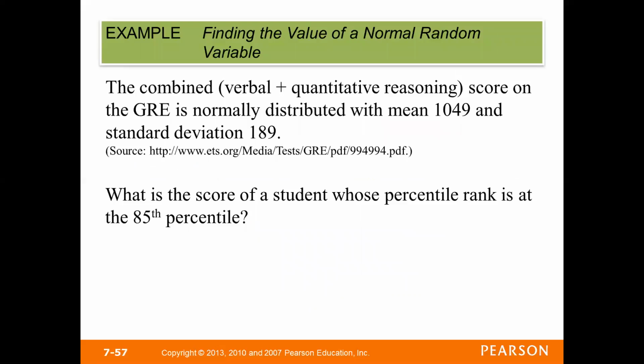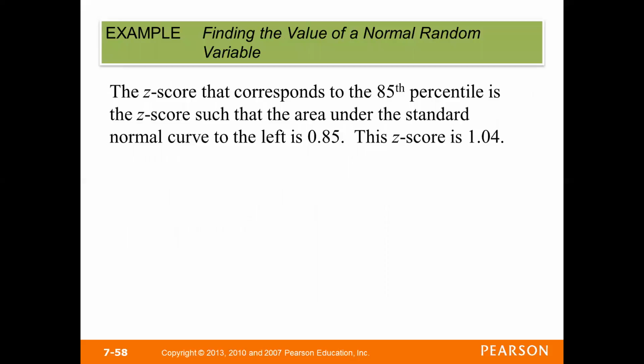So for example, let's say that the combined score on the GRE is normally distributed with a mean of 1,045 and a standard deviation of 189. We want to know the score of a student whose percentile rank is at the 85th percentile. Well, what does the 85th percentile mean? It means that 85% of the scores lie to the left and 15% of the scores lie to the right.